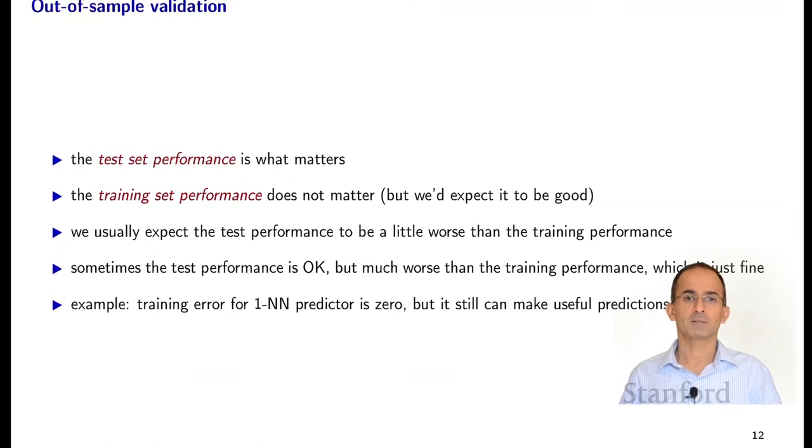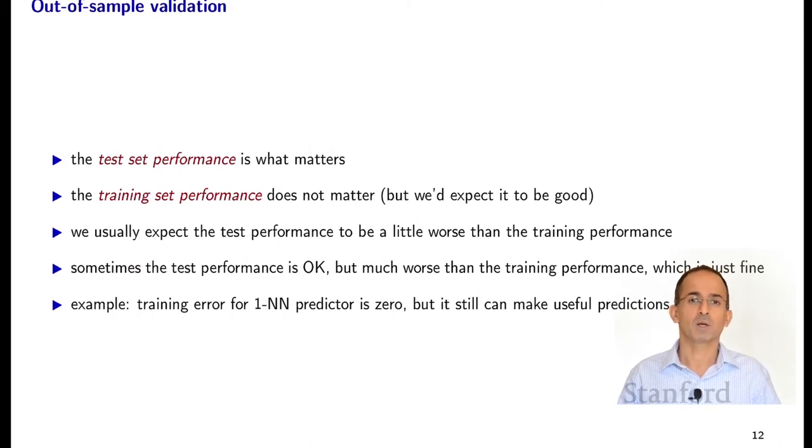Now, what matters is the performance on the test set. The training set performance doesn't really matter at all. We expect it to be good. And in fact, we usually expect the training performance to be better than the test performance. Usually, the test performance is only a little bit worse than the training performance. Sometimes the test performance is still okay, but actually quite a lot worse than the training performance. That's fine. If the test performance is okay, that's what matters.